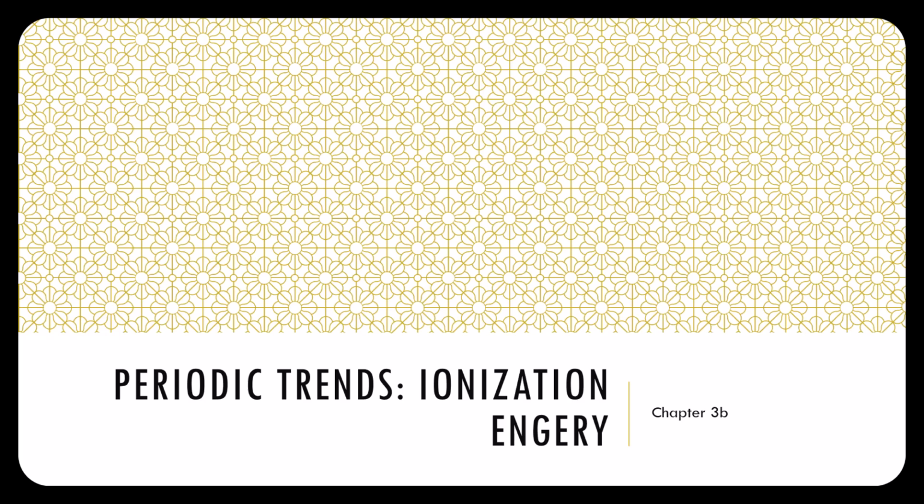Hey guys, welcome back to chapter 3. We're going to talk about our next periodic trend, and that is something called ionization energy. And again, this is a trend that is dictated by the electrons. So first, let's define what ionization energy is. Then we'll look at how it trends on the periodic table.